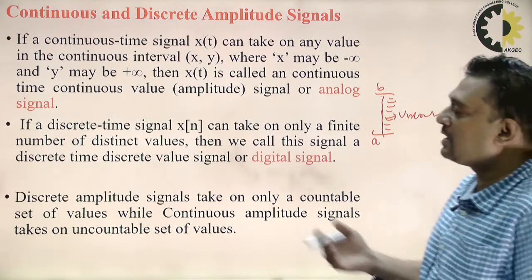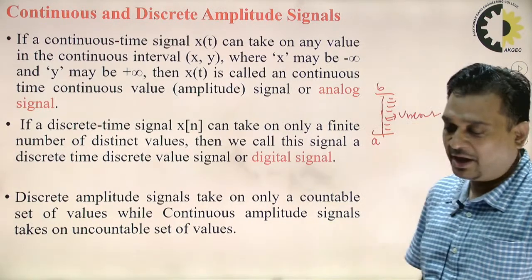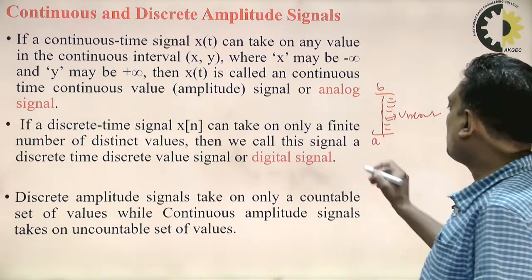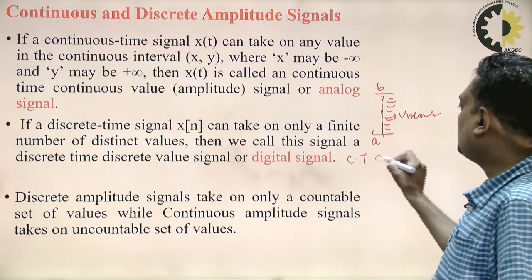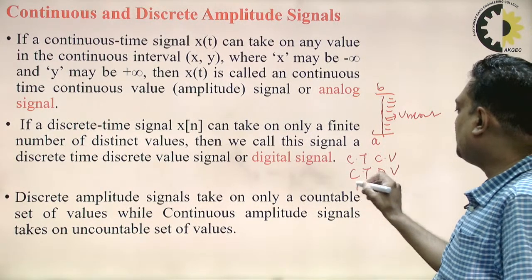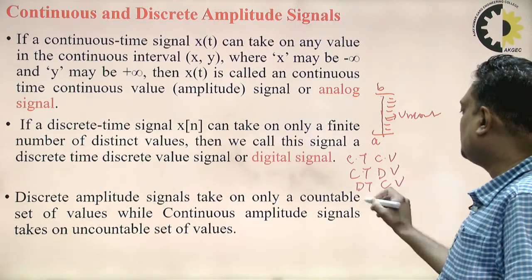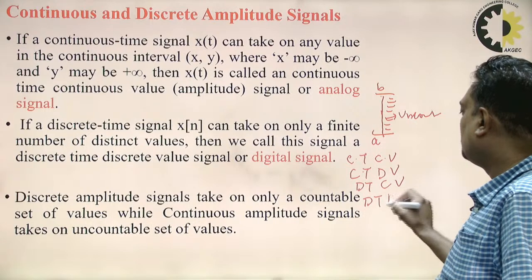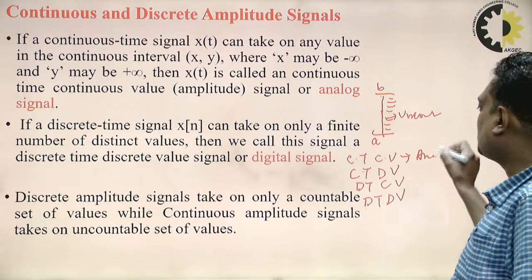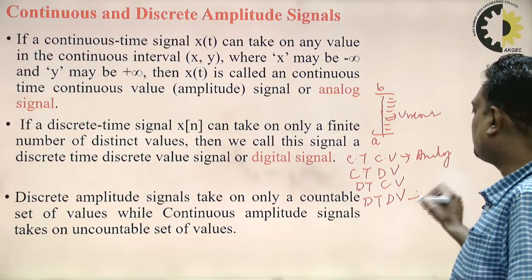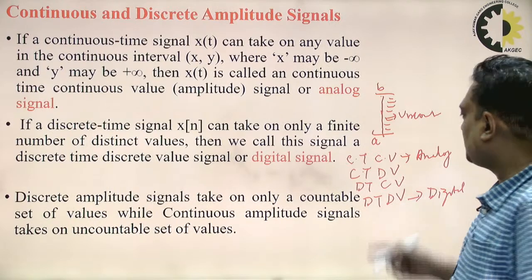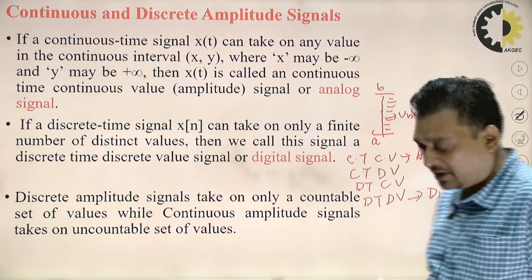So now if we combine continuous time and continuous amplitude signals, we have 4 combinations: continuous time, continuous value; continuous time, discrete value; discrete time, continuous value; and discrete time, discrete value. The continuous time, continuous value signal is basically your analog signal, and the discrete time, discrete value signal is basically the digital signal. But other than analog and digital signals, we have other signals.